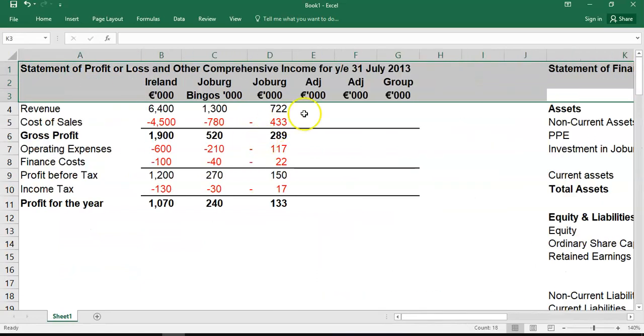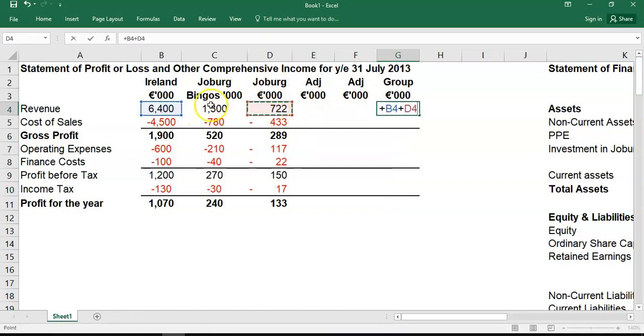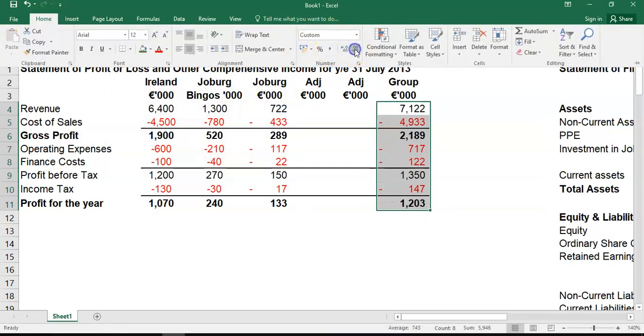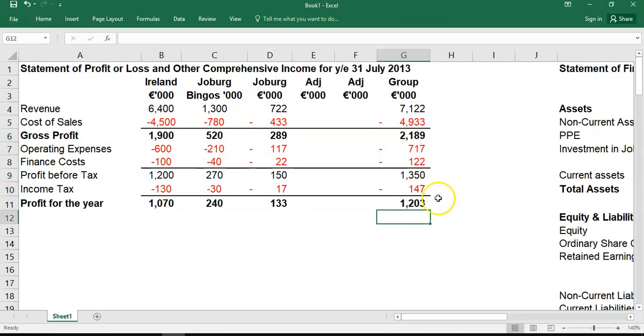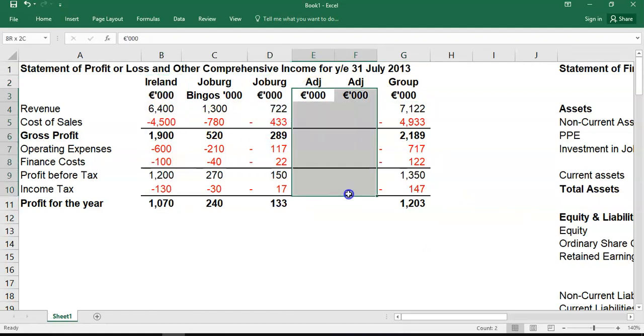So in our question, we had no real adjustments. So it is just parent plus sub. Now just be careful there. You don't add in the bingos, you only add in the euros. And you add them down along. So you have profit for the group for the year. Now again, I'll just tidy that. Of 1203. So it's parent euros plus sub euros. No adjustments here, unlike you'll have in exam questions.